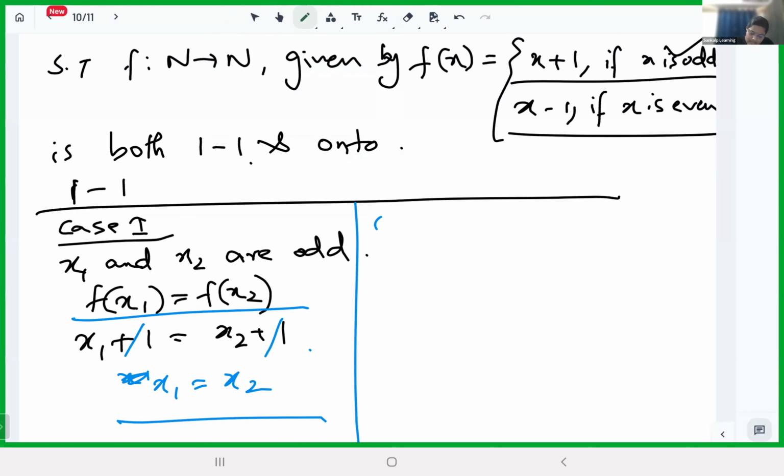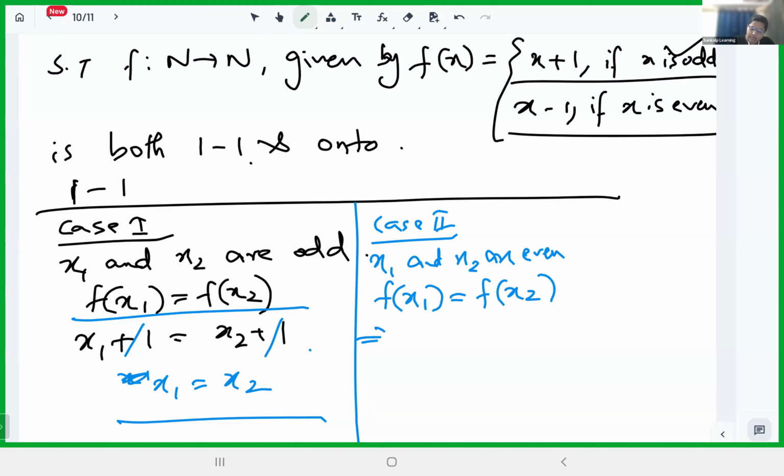Now, the second case is if x1 and x2 are even. Now what happens? f of x1 equal to f of x2 implies, since it is an even function, it takes the value x minus 1, that is x1 minus 1 equal to x2 minus 1, which implies x1 equal to x2, isn't it?